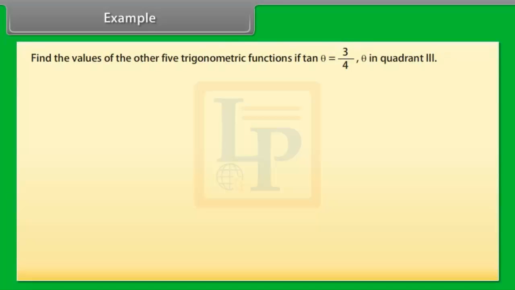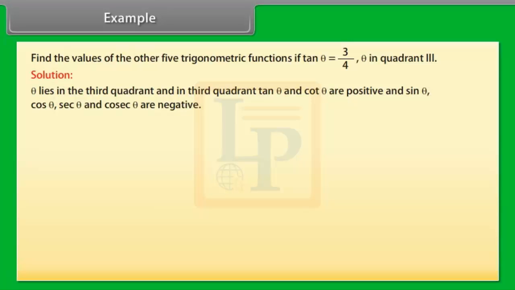Example. Find the values of the other 5 trigonometric functions if tan of theta is equal to 3 by 4, theta in quadrant 3. Solution. Theta lies in the third quadrant, and in the third quadrant tan theta and cot theta are positive, and sin theta, cos theta, sec theta and cosec theta are negative. Tan of theta is equal to 3 by 4. This implies that cot of theta is equal to 1 by tan of theta, which is 4 by 3.